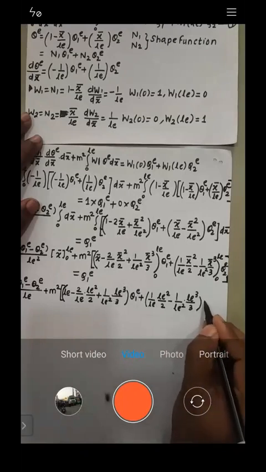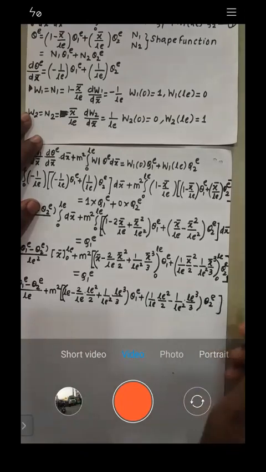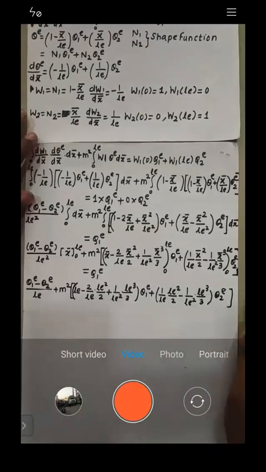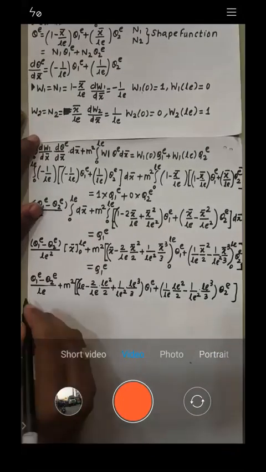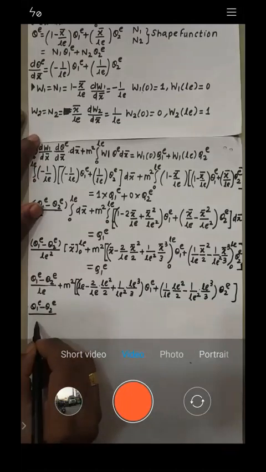Okay. Theta 2. Understood? Theta 2. Right. So what we'll get? Let me know. Theta 1E minus theta 2E upon LE, right? Plus m square.